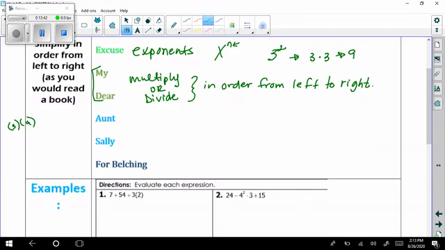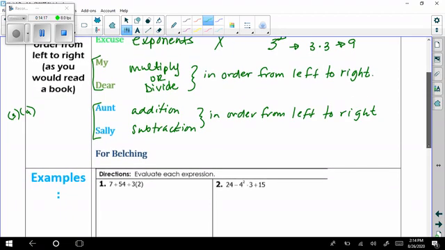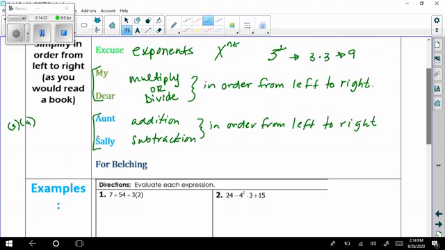Same thing here for your Aunt Sally. Aunt Sally, and I do have an Aunt Sally, by the way. Aunt Sally is your addition and subtraction. I guess I should have written multiplication or division, but you know what I mean. So here it's again going to be in order from left to right. I'd really like you to try these without your calculator, just because I want to see what you can do on your own.